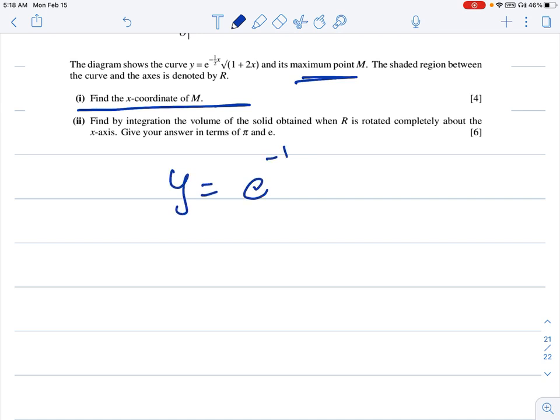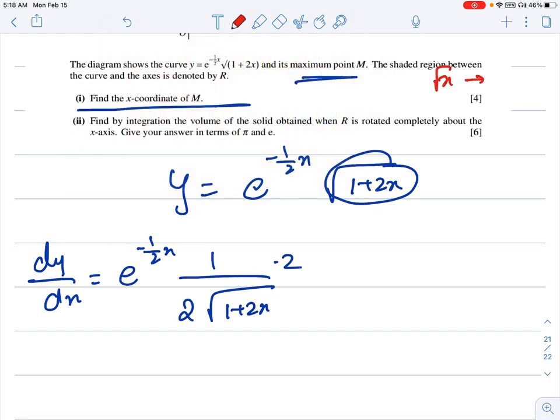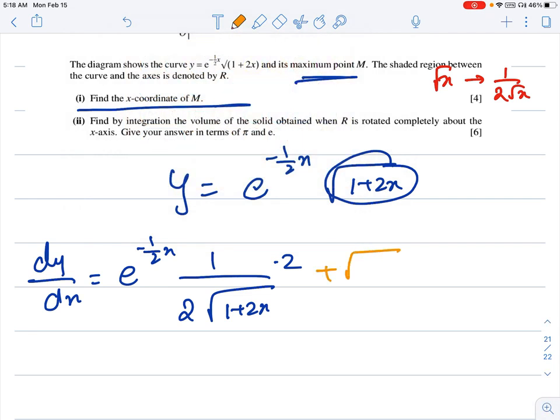Y is equal to e to the power of minus half x square root of 1 plus 2x. So dy by dx: e to the power of minus half x remains as it is, times the derivative of the square root, which is 1 by 2 square root of 1 plus 2x times 2. So remember this as a formula. Derivative of root x is 1 by 2 root x. Very simple formula to be memorized. Easy way to do. So next, chain rule or product rule.